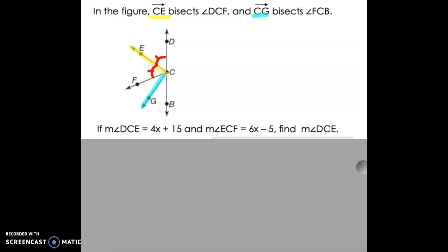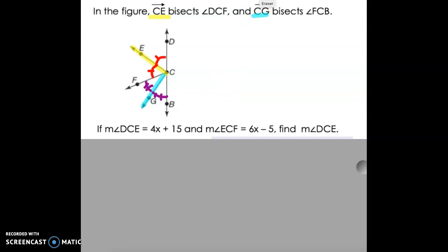Then the problem also tells us that ray CG, I've highlighted that in blue, bisects angle FCB. So then we know angle FCG and angle GCB, those two angles are going to be congruent to each other. So I'm going to mark those with two congruence markers each.